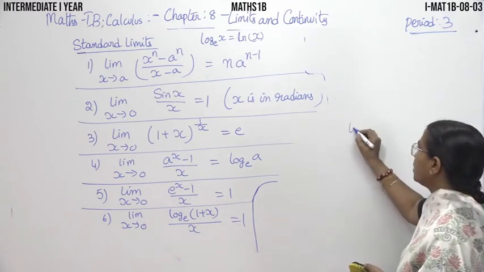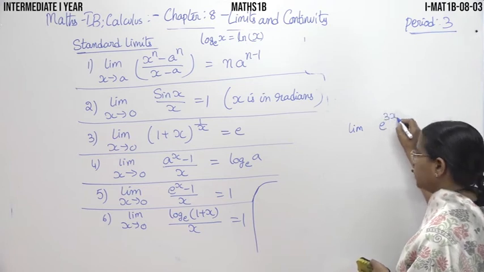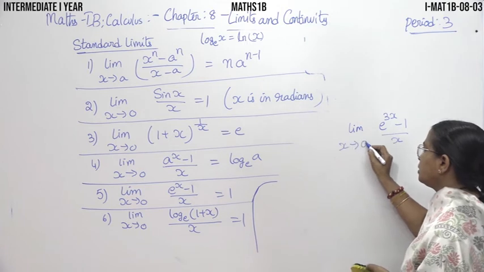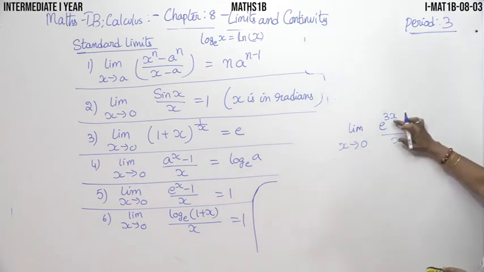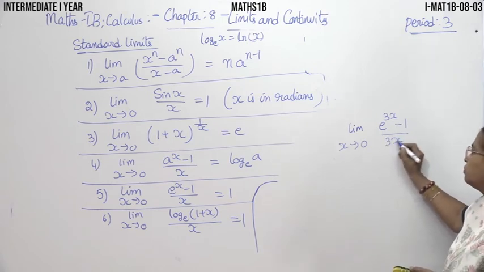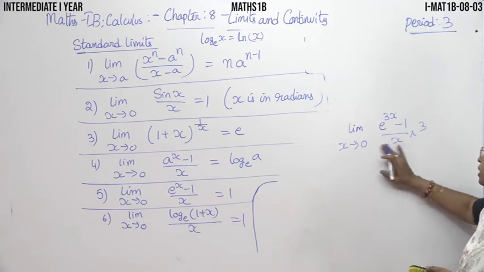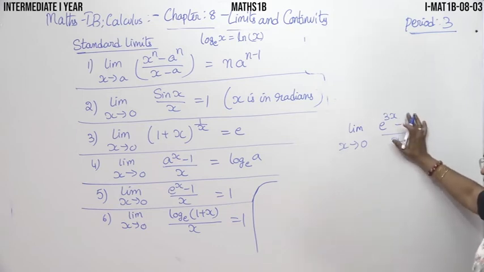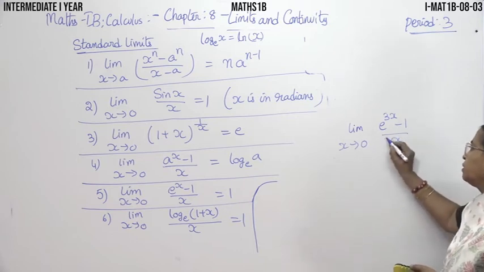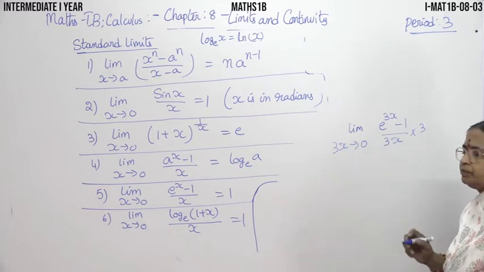Like suppose you have limit of e to the power 3x minus 1 by x as x tends to 0. In the place of x you have 3x. So this also you should make 3. So multiply and divide by 3. The value of the function should not change. He has given it like this, so this function only it should be. So if you multiply, you have to divide. Multiply and then divide.